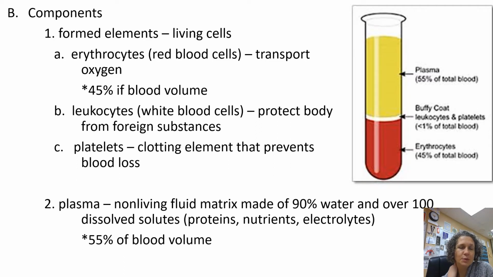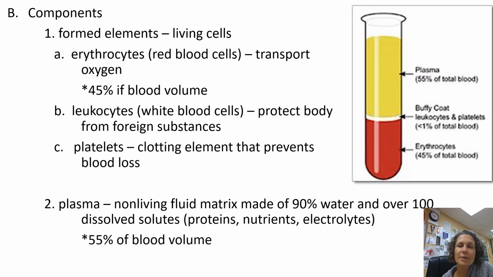Okay, so now the components of the blood: you've got formed elements, which are living cells, and then you have plasma. Clearly from the picture, you can tell the yellow up there is the plasma, so there's a little bit more of that, approximately 55% of your blood versus the living stuff. And the formed elements have three different parts. The erythrocytes, which are red blood cells, their job is to carry oxygen. This is approximately 45% of your blood.